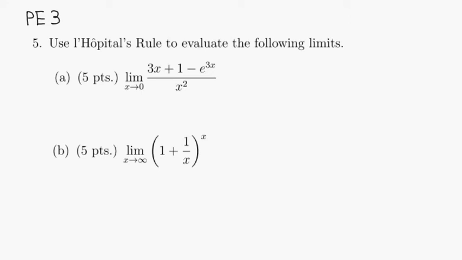First one. The first thing you do is plug in. You can see that the denominator, 0 squared, is 0, so the denominator goes to 0. And 3 times 0 is 0, 1 minus e to the 0 is 1, so 1 minus 1 is 0. So the numerator also goes to 0. Since you have 0 over 0, we can apply L'Hopital's rule. So let's apply L'Hopital's rule here.